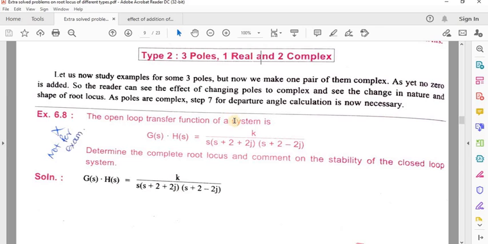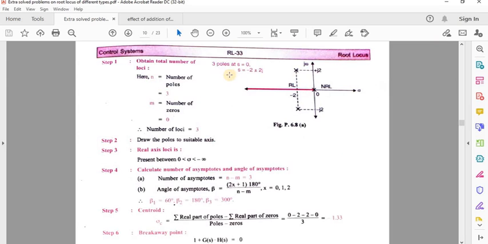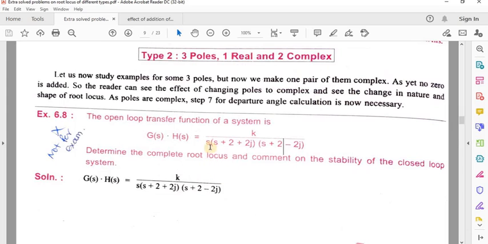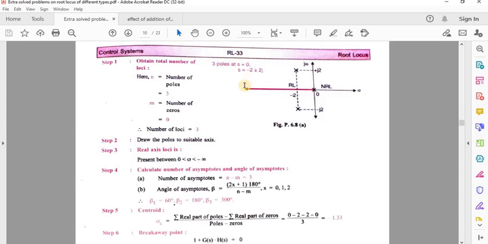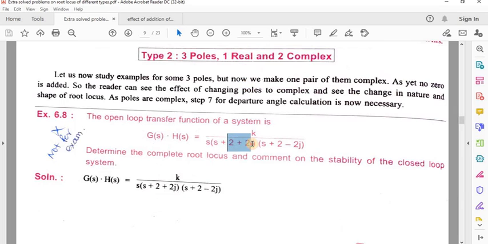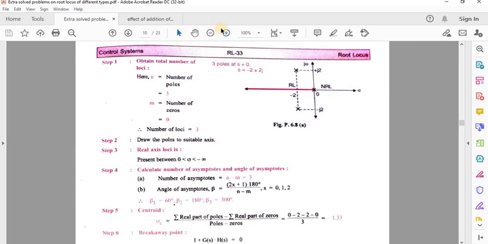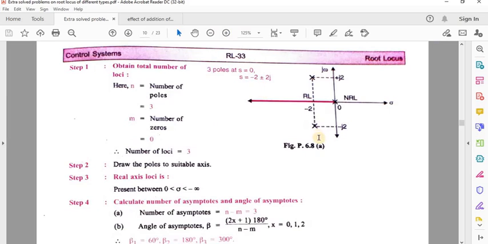So an example is given. In that example there is a single real pole, and then there are complex poles, because they consist of complex terms with j. You can see here there are 3 poles. First one is at 0, then the second and third are at minus 2 plus 2j and minus 2 minus 2j. They have drawn them here.